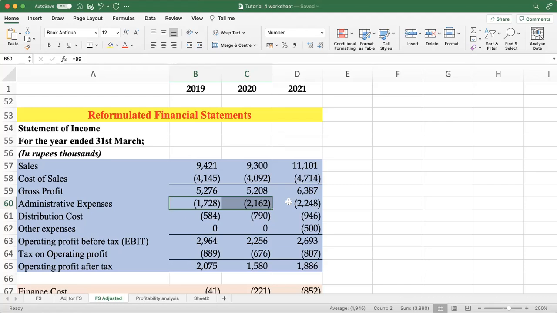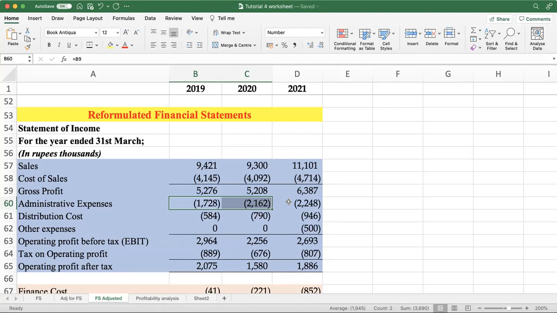Sometimes the company has moved to a new office building. The old office building space is not enough. During 2020, the company, for example, has moved to a new office building. Then for the new building, the company has to pay higher rent. Then what happens is your administrative expenses go up. So if you are an internal analyst, you can discuss with relevant personnel in your company. You can find out.